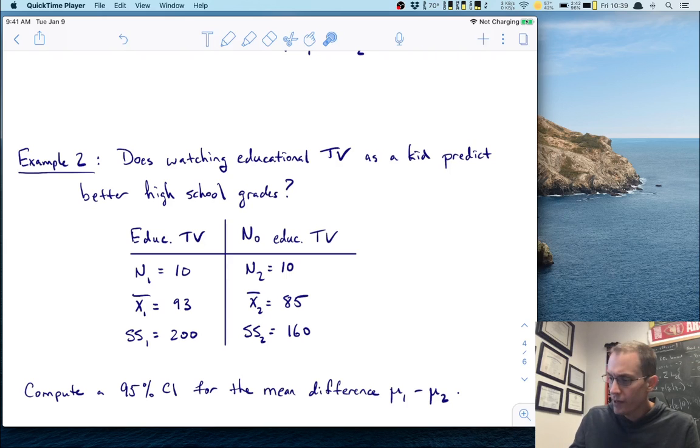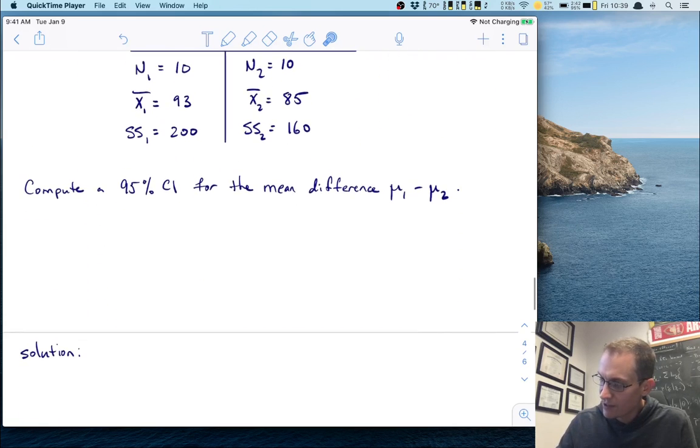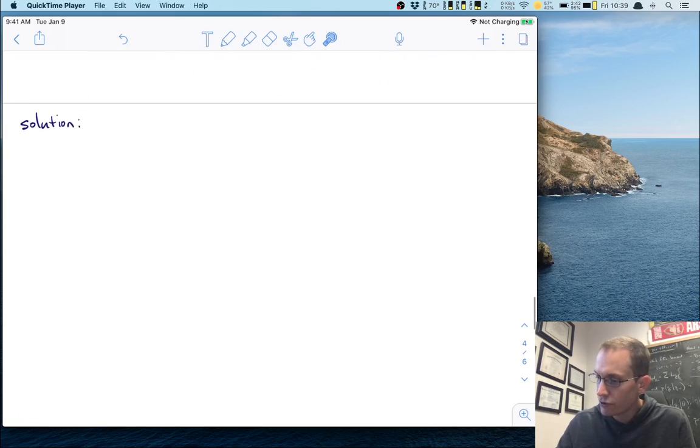So our goal here is to compute a 95% confidence interval for the mean difference, mu1 minus mu2, where mu1 is the population mean of this first group, educational TV, and mu2 is the population mean of this group. Okay. So let's do that. Let's do this solution.